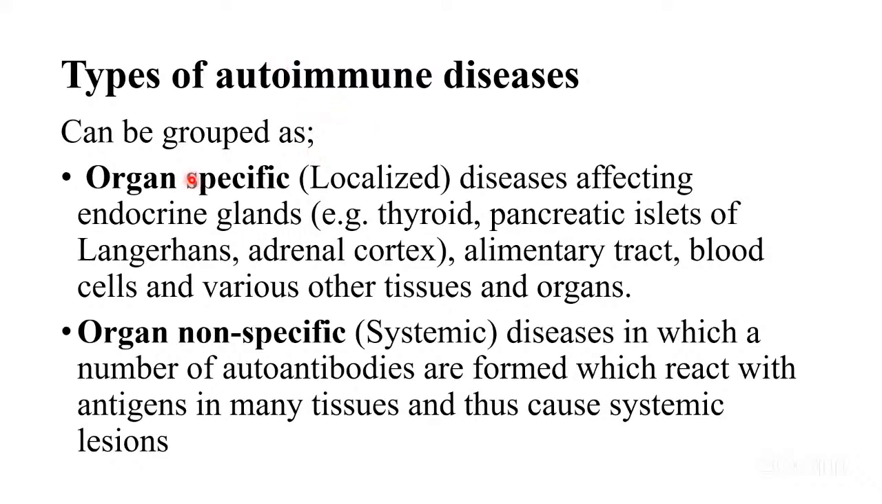These autoimmune diseases could be organ-specific or localized, such as on the thyroid, pancreas only, or adrenal, alimentary canal, or maybe the blood cells, or various tissues or organs. They can also be systemic diseases, in which a number of autoantibodies are formed that react with antigens in many tissues and thus cause systemic lesions.